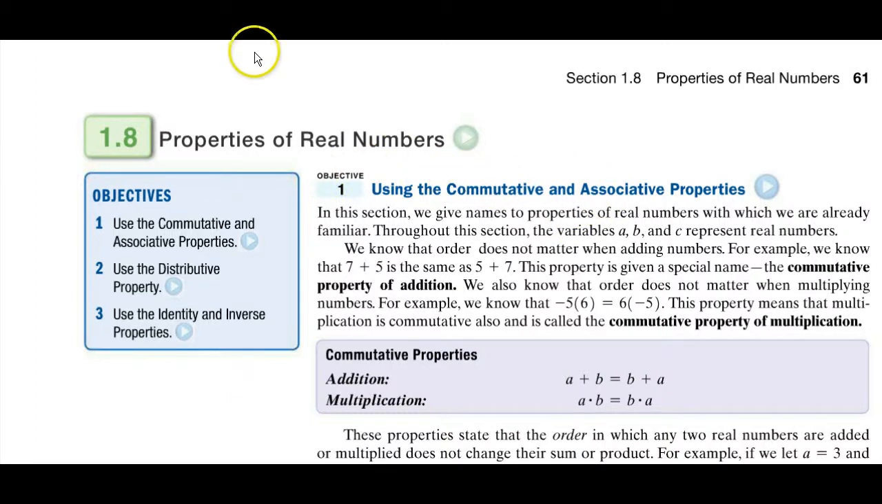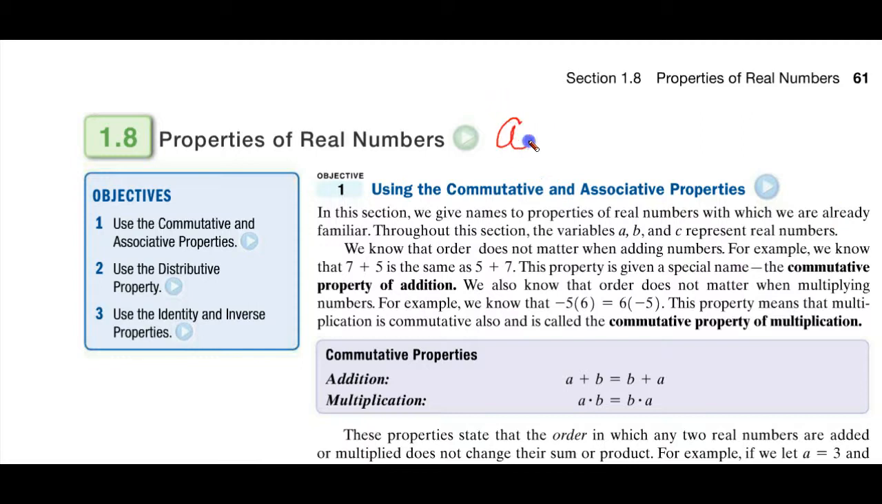Going on now to the last section of Chapter 1, Section 8, we're going to deal with properties of real numbers. And you might recall these words: commutative and associative properties, distributive property, and the identity and inverse property. Using the commutative and associative properties, well, again, take some notes and then try to memorize this as much as you can. It's just not too long.